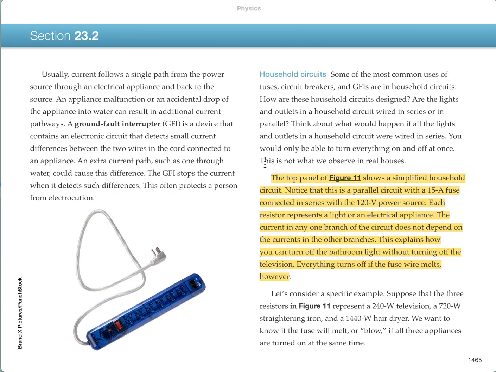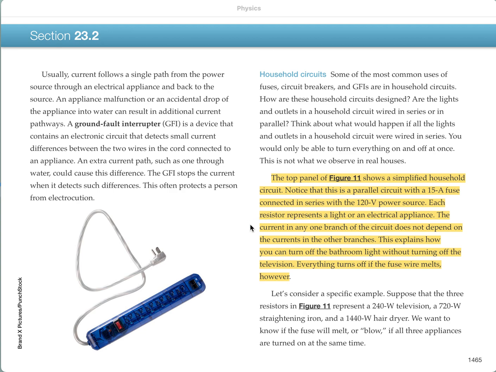Now we're going to talk a minute about how your house is wired, household circuits, and I'm going to show you a picture, but first let's just read this caption here, because then we'll look at figure 11, which shows a simplified household circuit. Notice that it's a parallel circuit and it has a 15 amp fuse and it's connected in series to the 120 volt power source. That would be the equivalent of PG&E. And each resistor in the schematic you're about to see represents a light or an electrical appliance in your house.